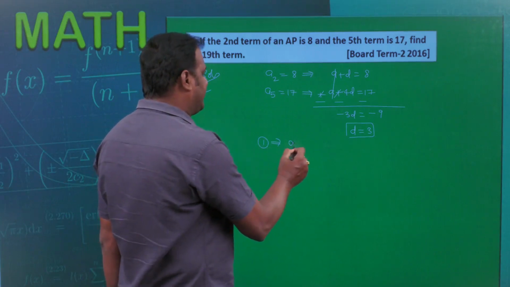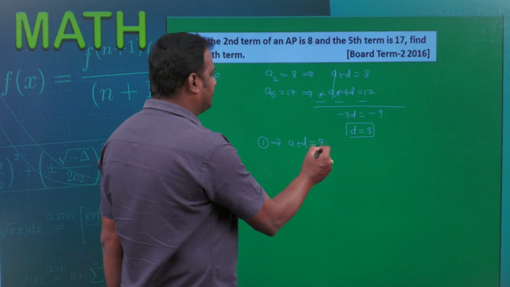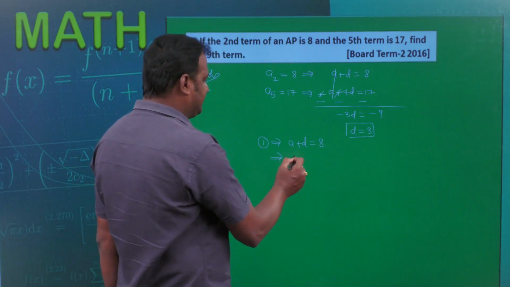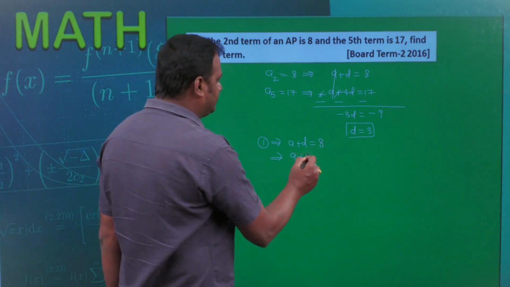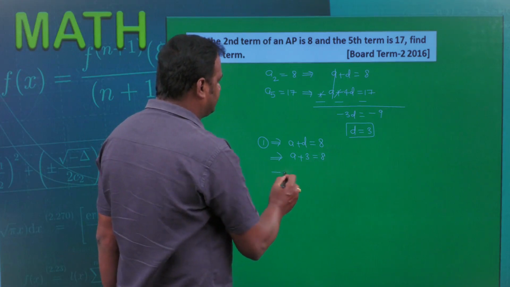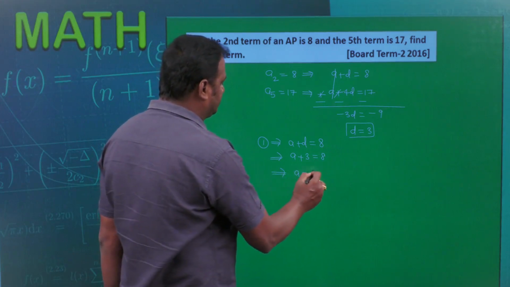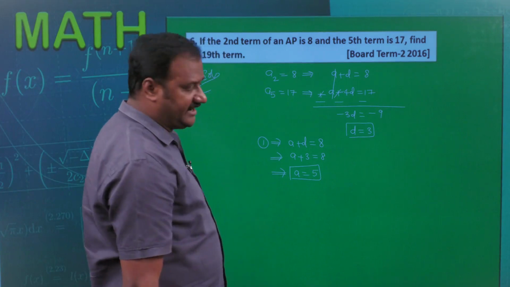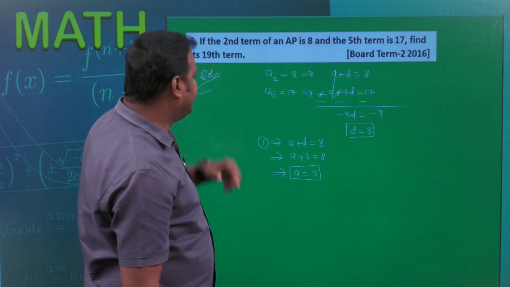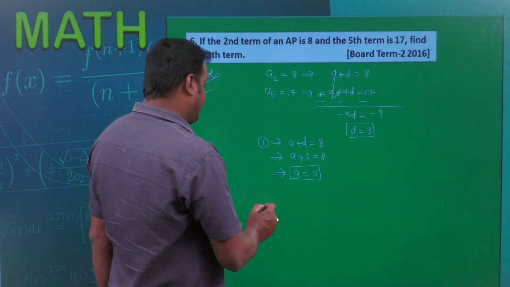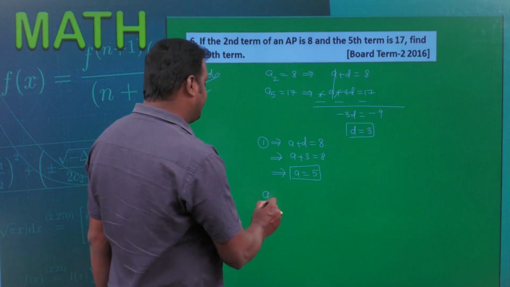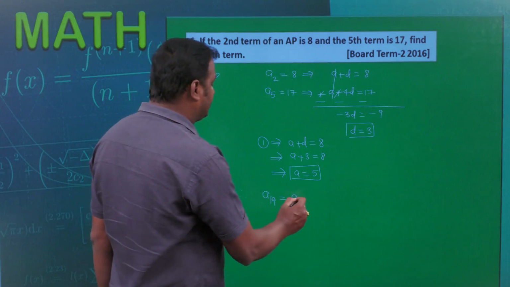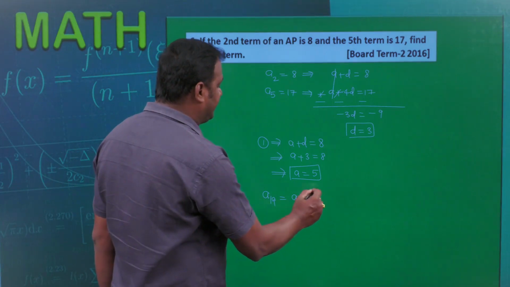After getting the value of D, to get the value of A, you can choose the first equation. That was A plus D is equal to 8. That implies A plus D is equal to 3, right? Which is equal to 8. That implies the value of A is equal to 5. So after getting the values of A and D, we need 19th term. So therefore, 19th term means A19. A19 is equal to A plus 18D.